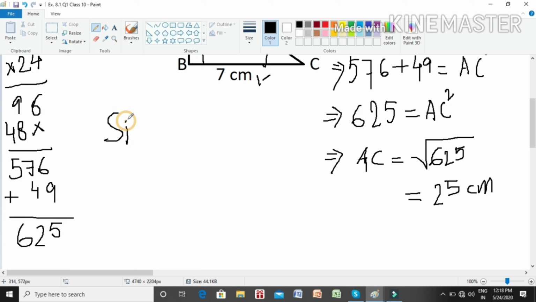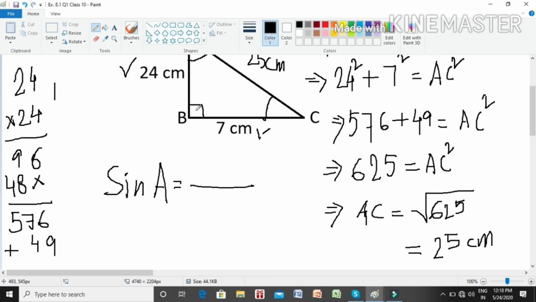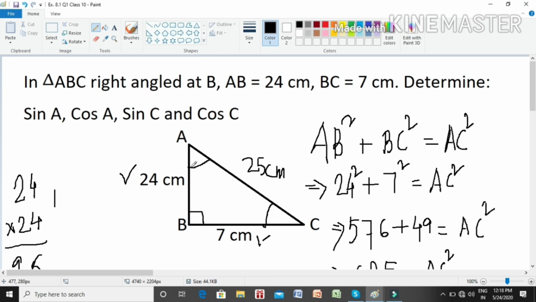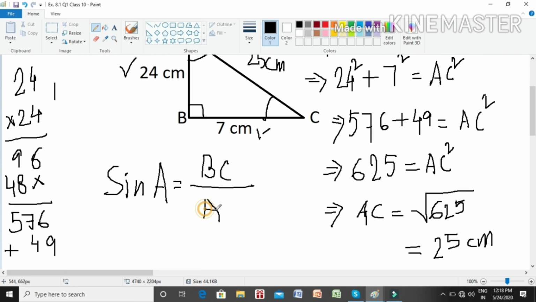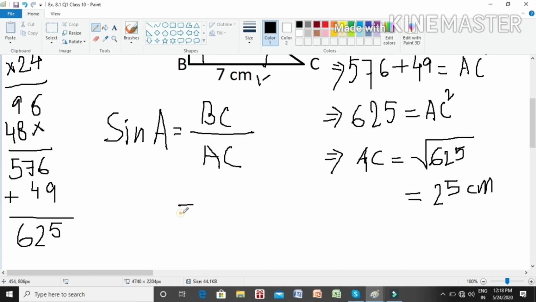So first of all, sin A. What is sin A? We know sin theta will be equal to perpendicular by hypotenuse. Now since this is A, if this is the theta, this will be the base because the theta is resting on the base, and this will be the perpendicular with respect to A. You have to understand which one is the base and which one is the perpendicular. So the perpendicular here is BC and the hypotenuse is AC. So it will be BC by AC. What is BC? BC is 7. What is AC? AC is 25. So that is the value of sin A.